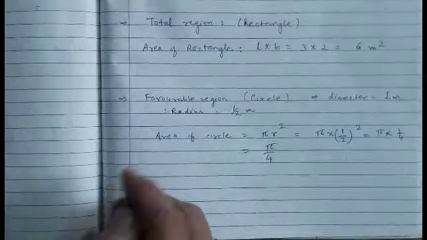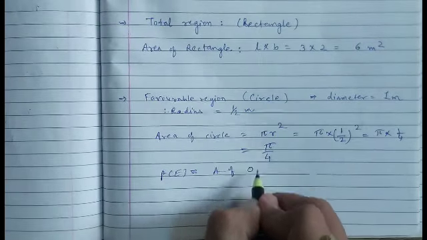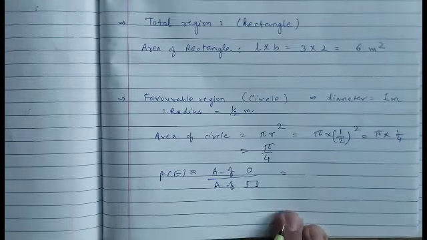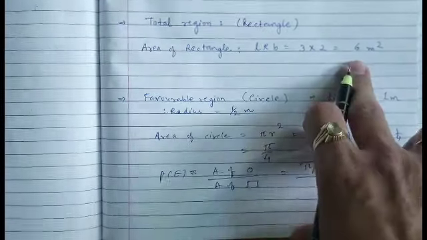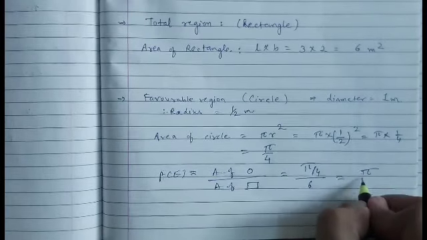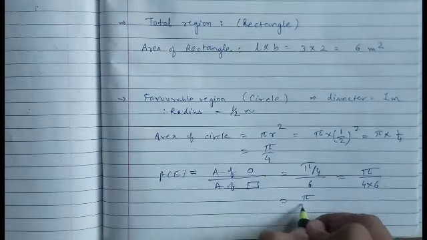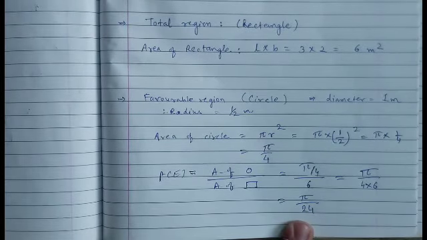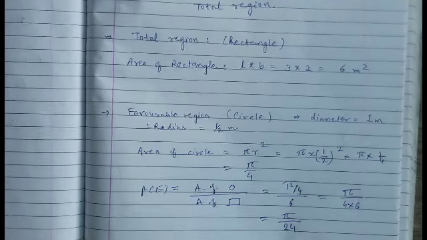Now according to the formula, probability of E equals the area of the circle divided by the area of the rectangle. We got the area of the circle equal to pi by 4, divided by the area of the rectangle equal to 6 meters square. We get pi upon 4 multiplied by 6. 4 multiplied by 6 is 24. So the probability that the die will drop in the circular region is pi by 24. This is your answer.